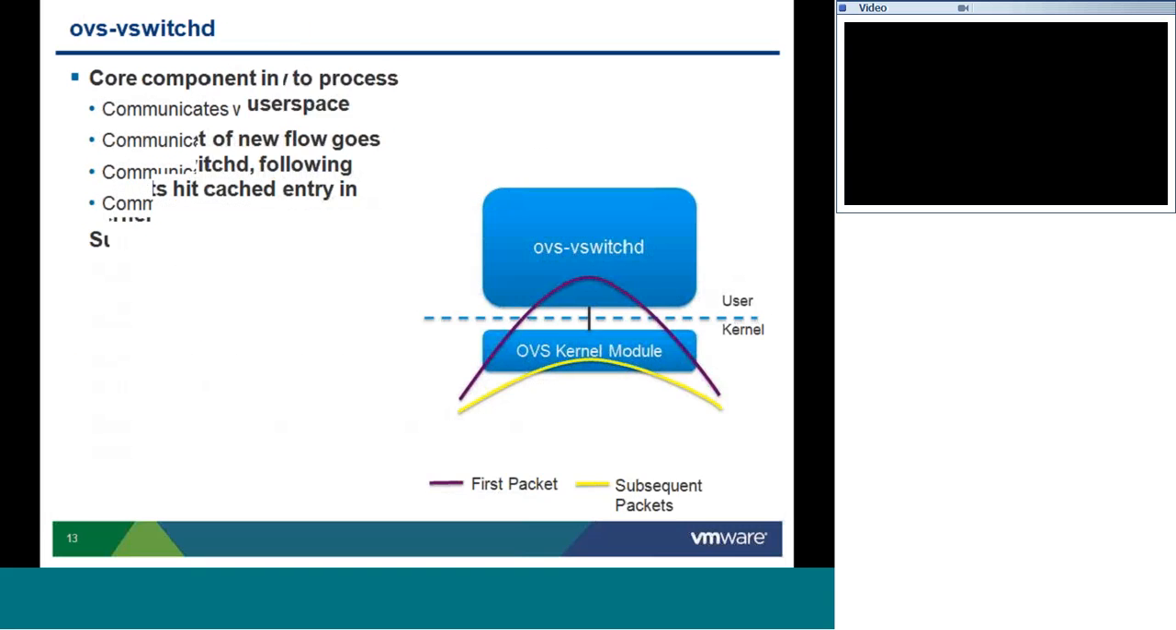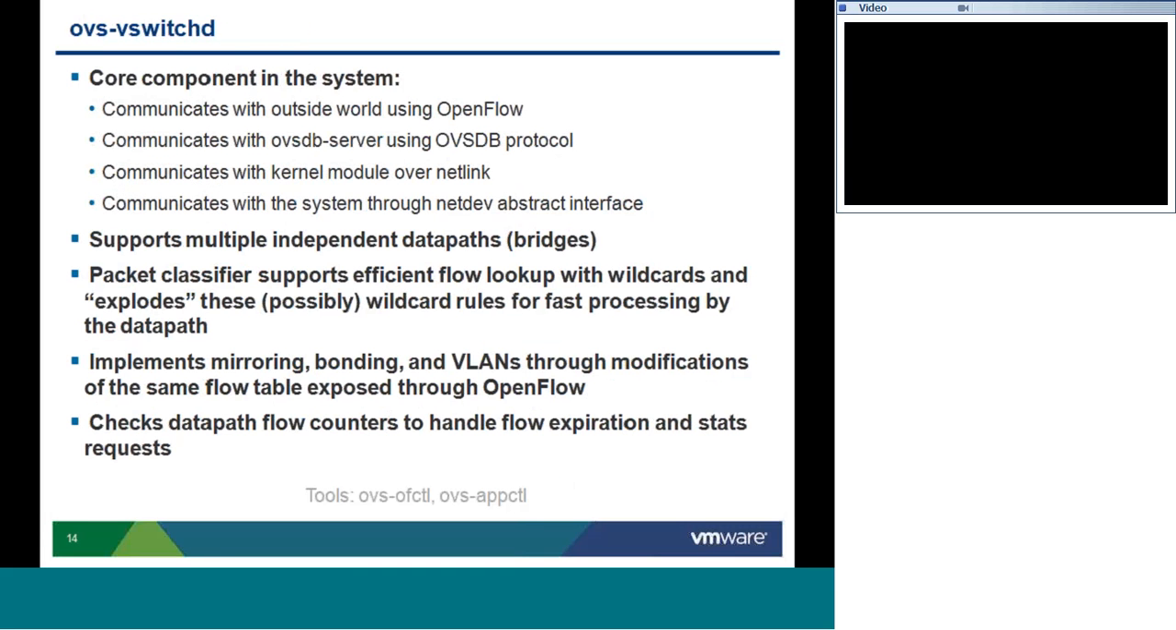Okay, so we covered a lot of this, but the OVS vSwitch is that main thing that figures out what to do with the packet. It uses OpenFlow to connect to the controller, OVSDB to the OVSDB server, speaks netlink to the kernel module, and it can also talk to the system through that netdev interface that we talked about. You can do multiple bridges.